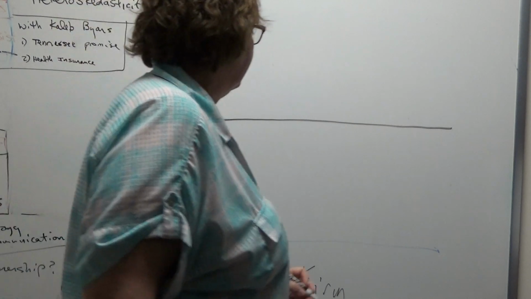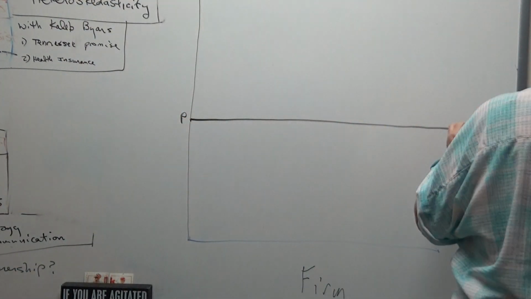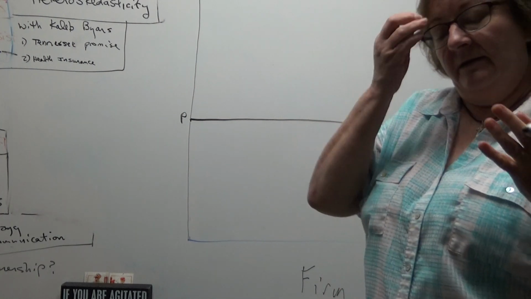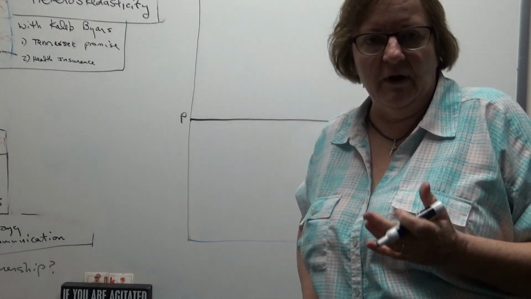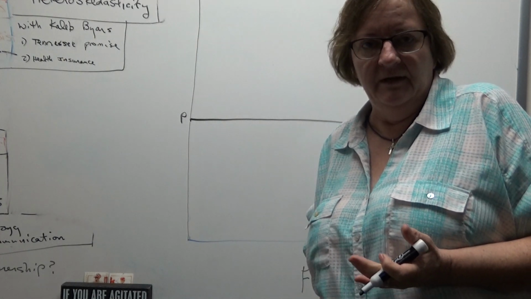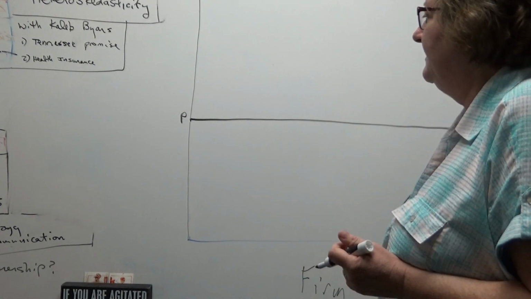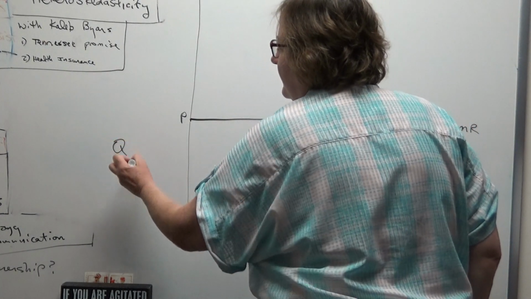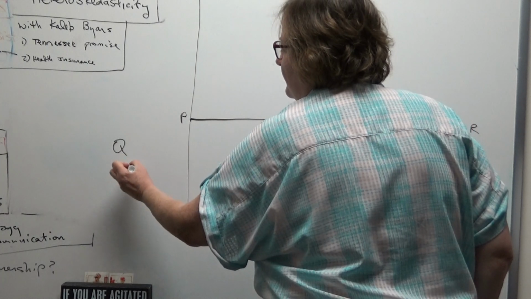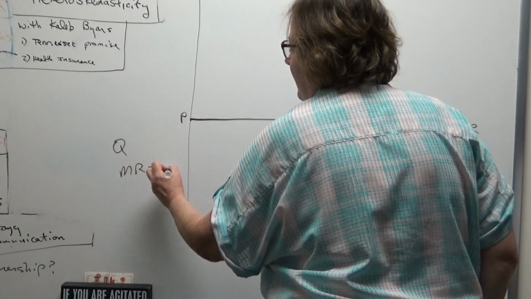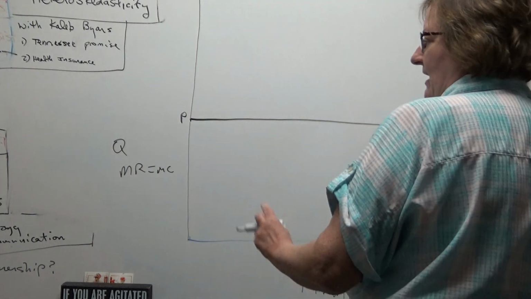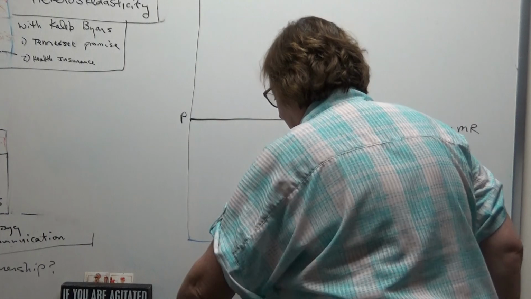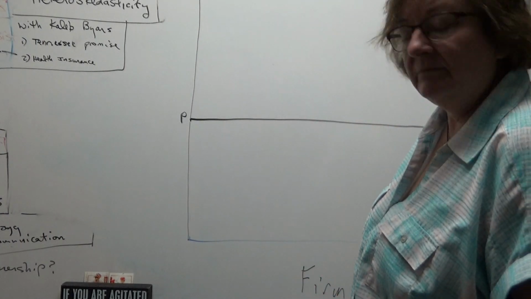So that price, because it's a horizontal line, is also marginal revenue. And remember, the general rule for profit maximization is going to be the quantity where marginal revenue equals marginal cost, okay? So just remember that. That will give you your highest possible profit. It might not give you profit, but that's the best you can do.